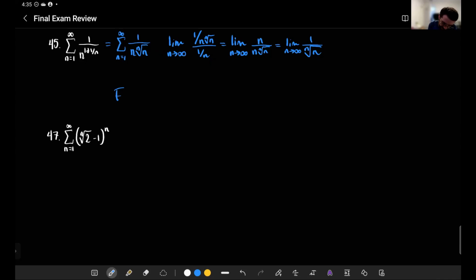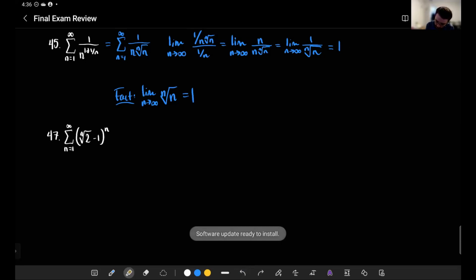And then, again, you need a fact, which maybe you haven't seen before. The limit as n goes to infinity of the nth root of n is actually just 1. It's a weird fact, but it's true. And so this limit is 1. And that's a good thing. That means that our two series behave the same, right? We were doing the limit comparison test. So our series behaves like the harmonic series, which means our series diverges by limit comparison.